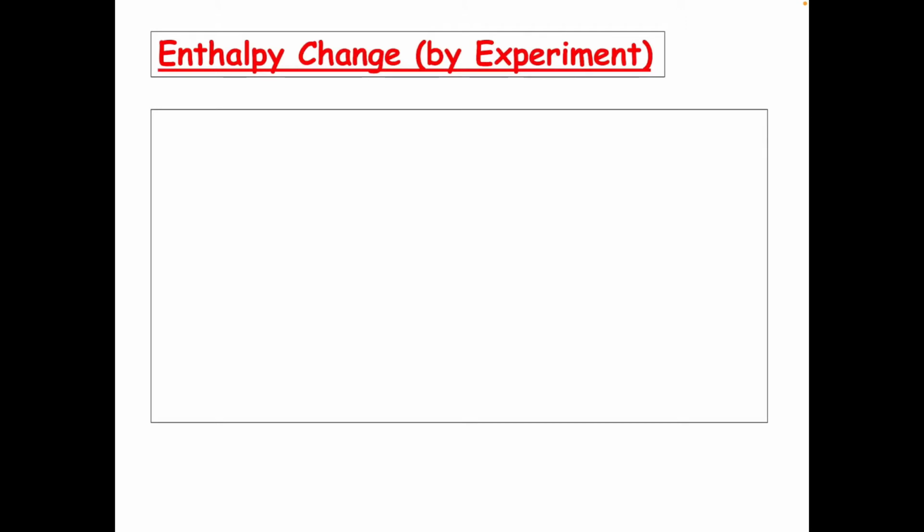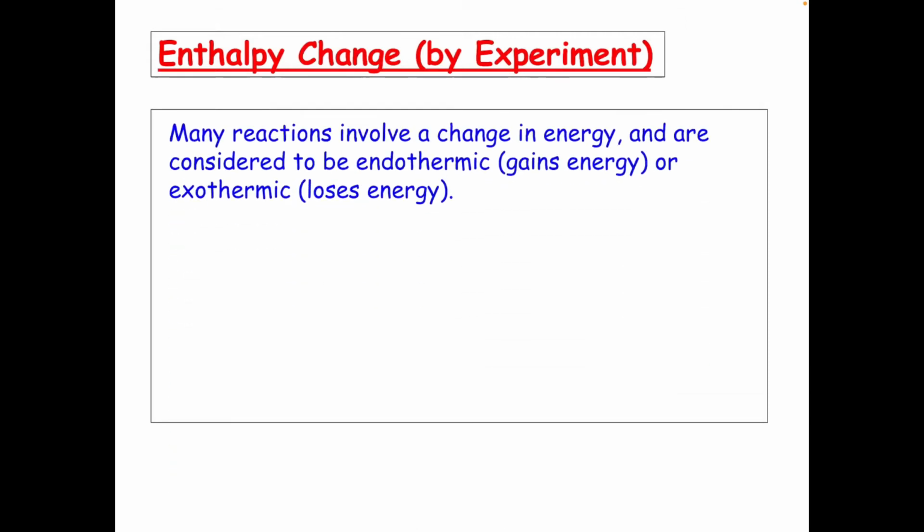So an enthalpy change, we're going to first look at how we would be able to find out an enthalpy change through experiments. But in case you did not know this already, an enthalpy change is simply a change in energy. And from National 5, we know that these can be either endothermic, which is when the chemical reaction gains energy, or exothermic, when the chemical reaction loses energy.